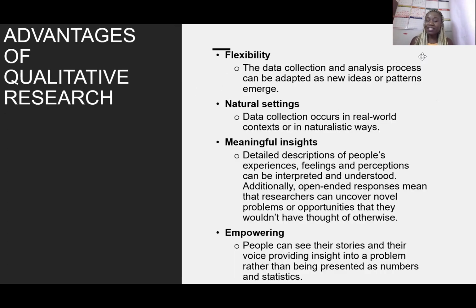All right, so advantages of qualitative research. I am a huge proponent of qualitative research, as you might be able to tell from this short presentation, but it's really flexible. It's of course in the natural setting, for example, ethnography, where we're really immersing ourselves, and it provides meaningful insights.